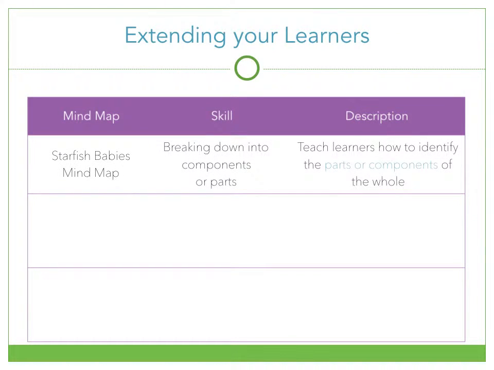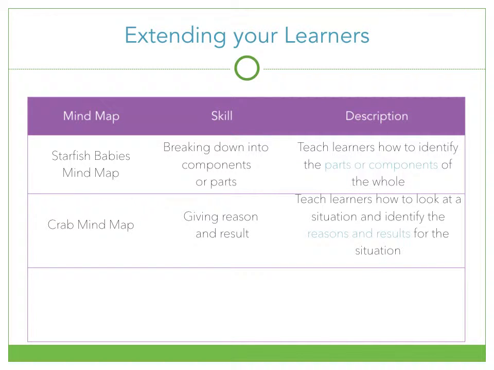The first is the Starfish Babies mind map, and this is where learners learn to take a whole and break it down into its components and its parts to identify what pieces make up a whole. The next mind map teaches learners to give reasons and results, to look at a situation and identify what were the reasons for the situation and what resulted from the situation, similar to cause and effect.